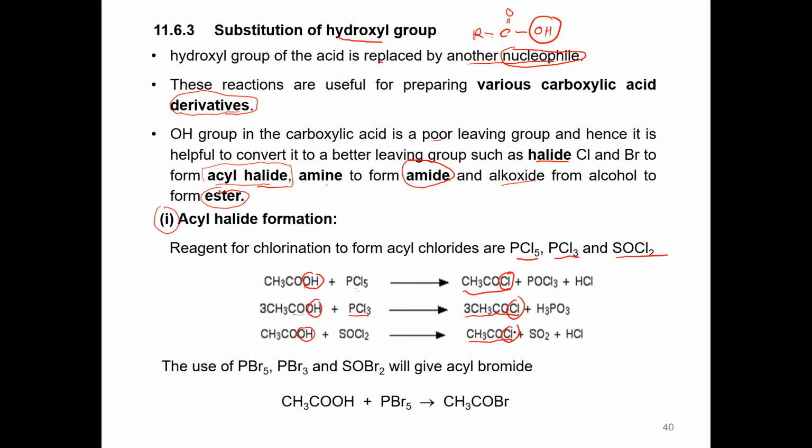Okay, acyl halide is the general name. Kalau macam ni kita panggil sebagai acyl chloride, sebab tu kita gunakan reagent yang ada chlorine. So to produce an acyl bromide, kita tukar je lah guna PBr5, PBr3 or SOBr2. So samalah, hydroxyl group will be substituted with the bromine.